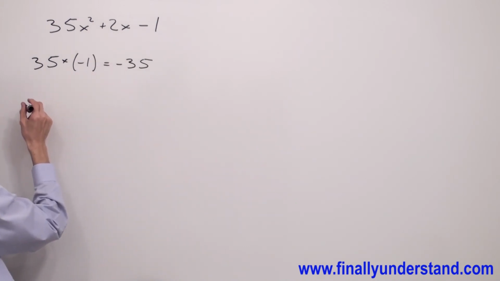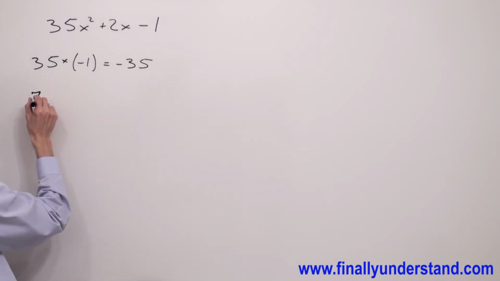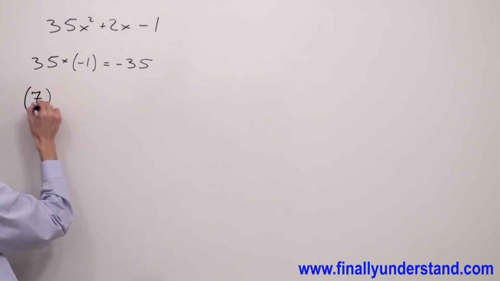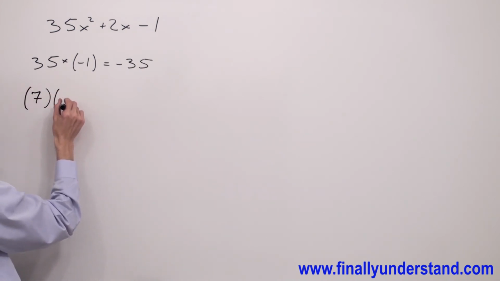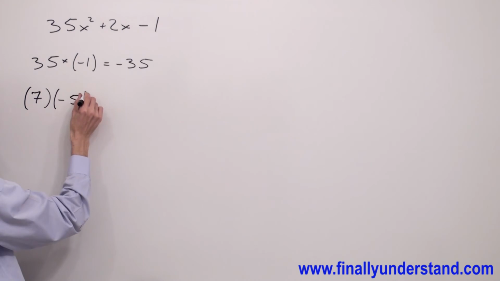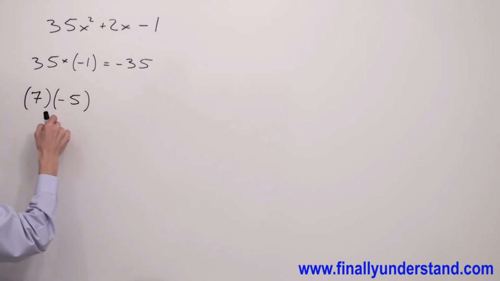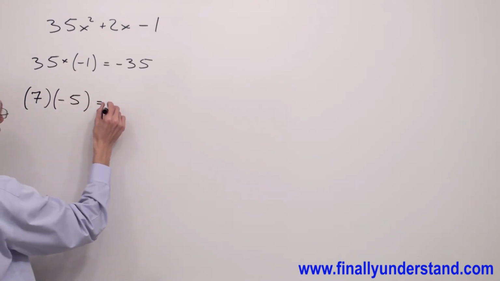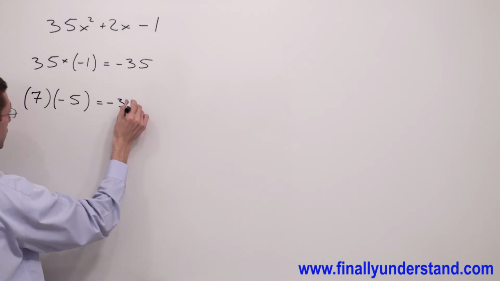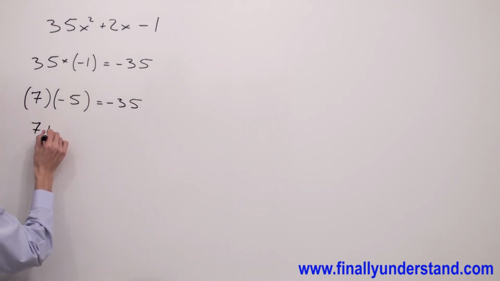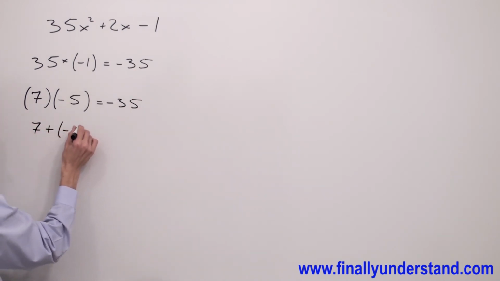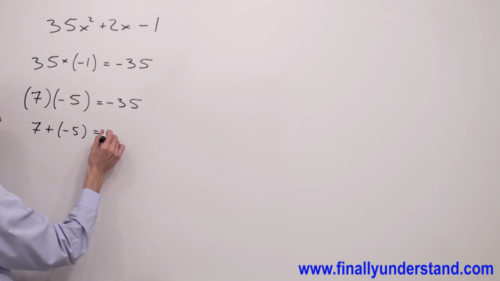These numbers are 7 and negative 5. Positive 7 times negative 5 is equal to negative 35. 7 plus negative 5 gives me 2.